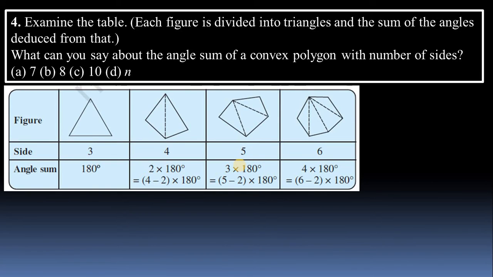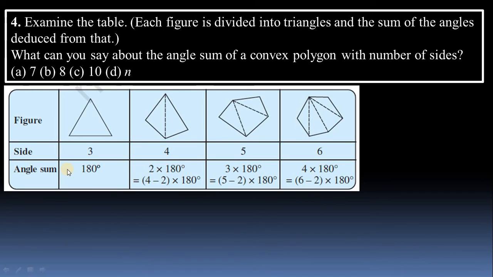Here in question number 4, examine the table. Check the figure carefully, some polygons have been given. From the second column onwards, carefully observe two values that are constant in every case. The 4 means number of sides; the number of sides is 4. Here 1, 2, 3, 4, 5, and here 6 sides are there. So 4 minus 2, 5 minus 2, 6 minus 2, into 180, which is also the fixed value.